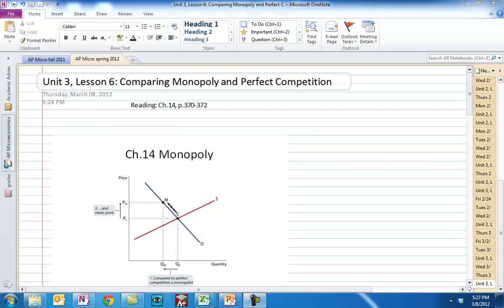All right, welcome to Unit 3, Lesson 6, Comparing Monopoly and Perfect Competition. Now that we've looked at both of these market structures and how they choose their profit maximizing output and the price that they charge, we're going to analyze, using the graphs we know now, what exactly the difference is, especially in terms of overall benefit to society.